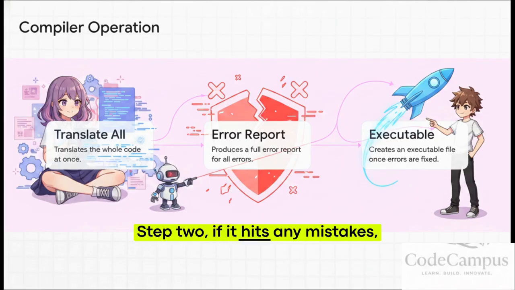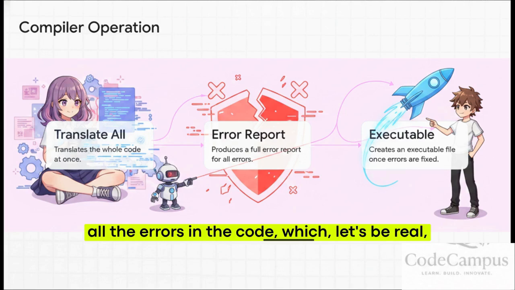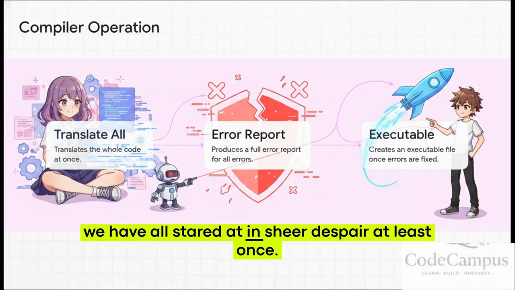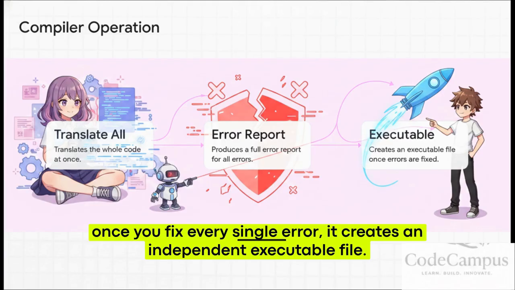Step 2, if it hits any mistakes, it spits out a full error report displaying all the errors in the code, which, let's be real, we have all stared at in sheer despair at least once. Step 3, once you fix every single error, it creates an independent executable file.